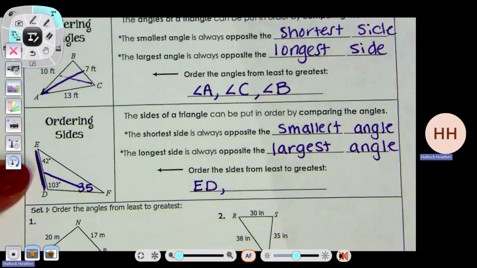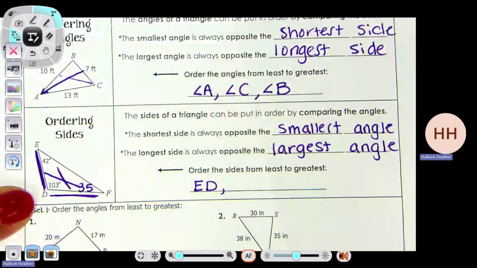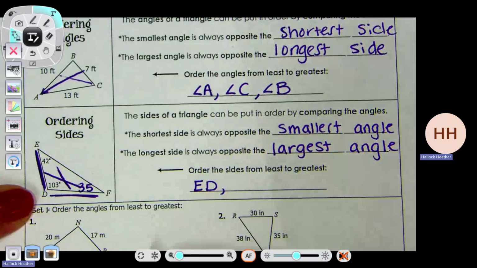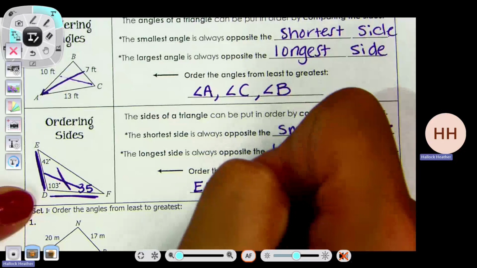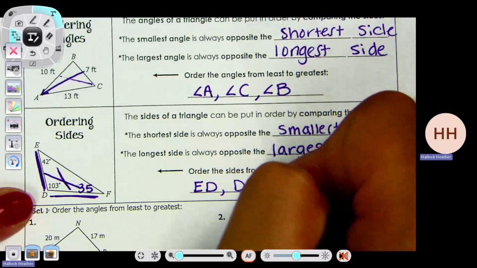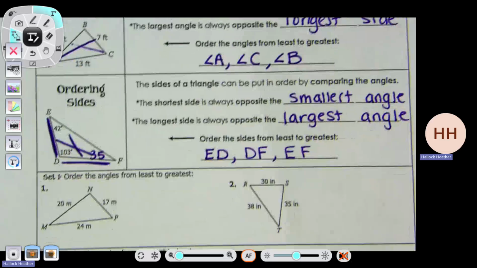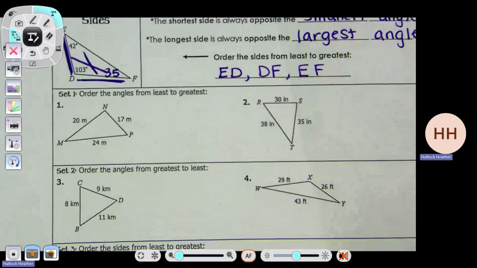So what would be the next shortest side? DF, because it's opposite of 42, or if you have eyeballs, you can tell it's the next shortest side. So DF. And then the longest is obviously EF. Once again, you could write these letters backwards. It doesn't matter really the order of the letter itself. Normally it's in alphabetical order, but it doesn't matter. So we're going to do 1 and 2. We're going to skip 3 and 4.